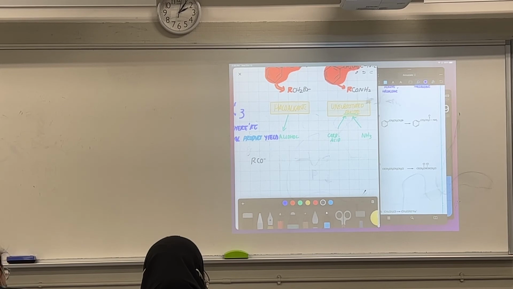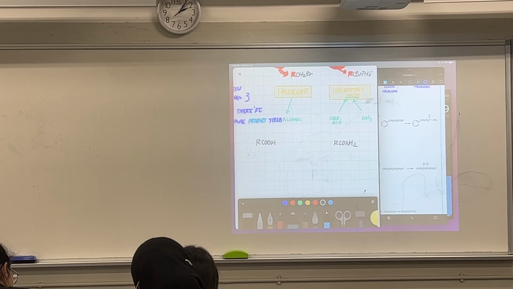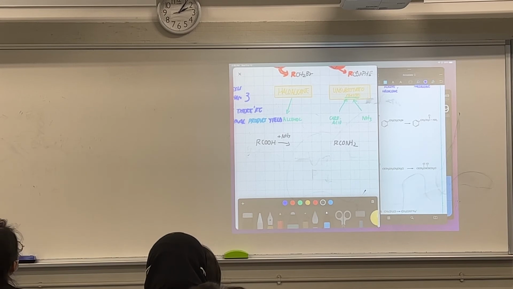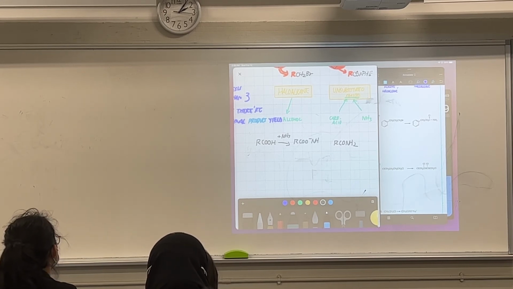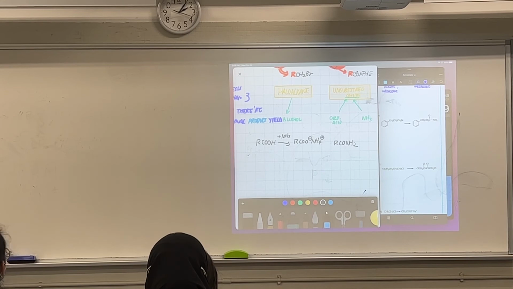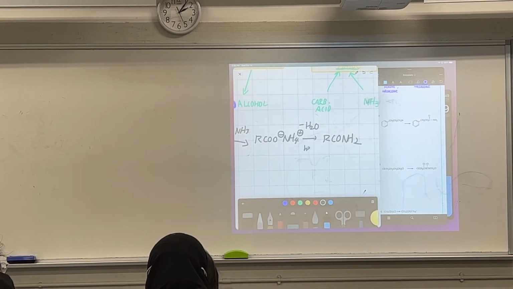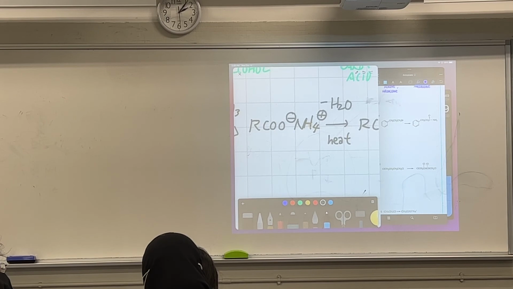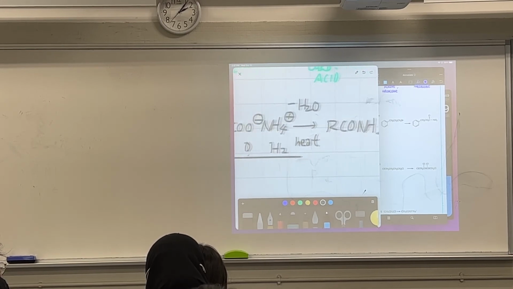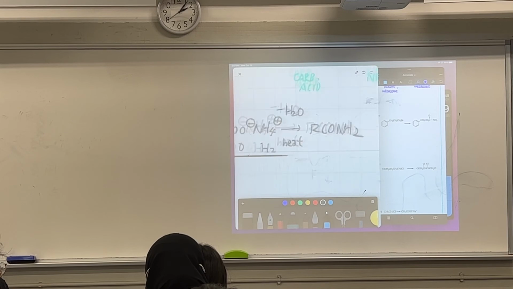There are two ways to go from carboxylic acid to amide. The first way is to add ammonia into it to form an ammonium salt, RCOONH4. And remember yesterday, I asked you all to do subtraction. We remove a water by heating. Can you subtract H2O from this? When you subtract H2O, what do you have left? RCONH2. This is exactly what you get, right? So this is the first pathway.